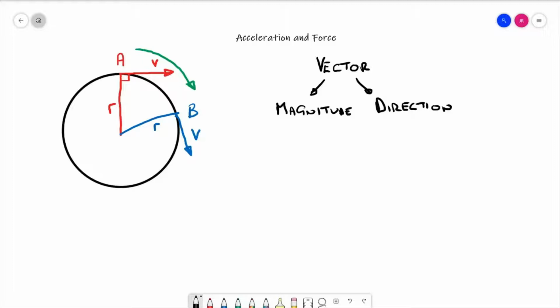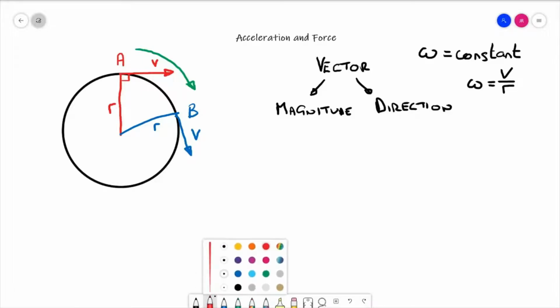Last lesson we spoke about the fact that in our course we are only going to take omega as a constant. Well, if omega is a constant, we also know that the radius of a circle is a constant too. If it wasn't constant, then it wouldn't be a circle anymore. Well, if omega is a constant and r is a constant, then looking at our equation there, v, or at least the magnitude of v, also has to be a constant as well.